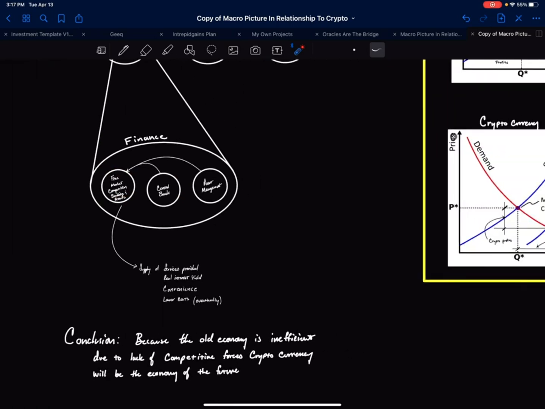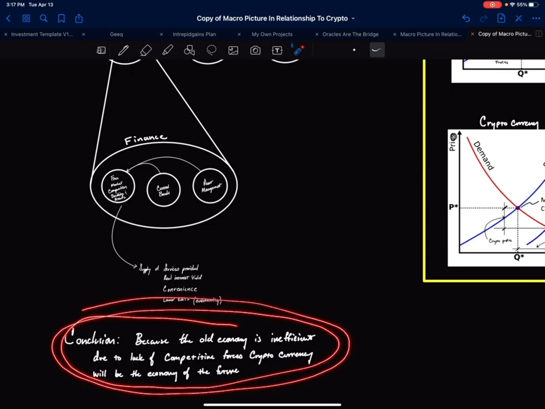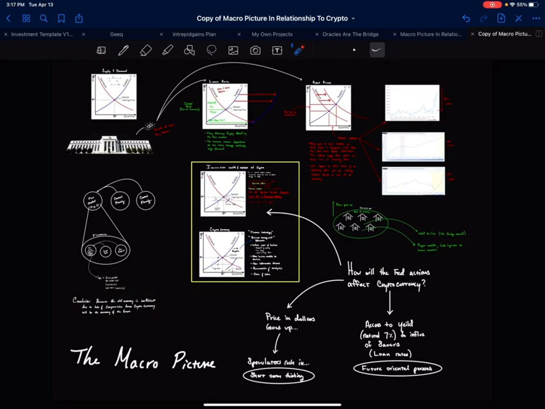So conclusion, because the old economy is inefficient due to lack of competitive forces, cryptocurrency will be the economy of the future. So that's my macro picture, guys. Tell me what you think, if this is helpful in understanding the macro picture. I tried to just get from a top-down view of the very basic economic models. And if you want more advanced economic models, I could dig into more advanced stuff with the macro pictures.